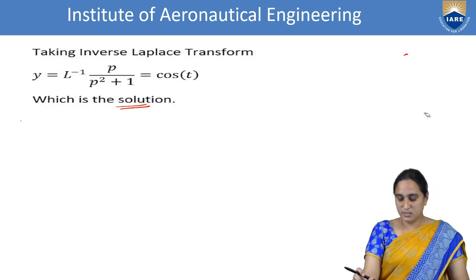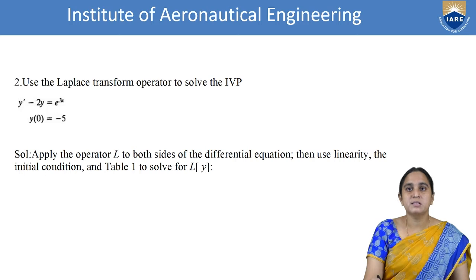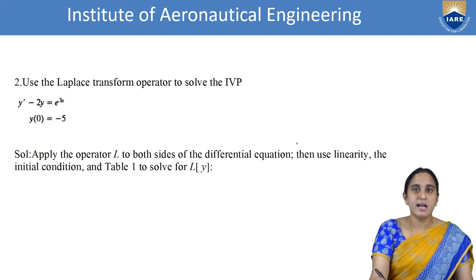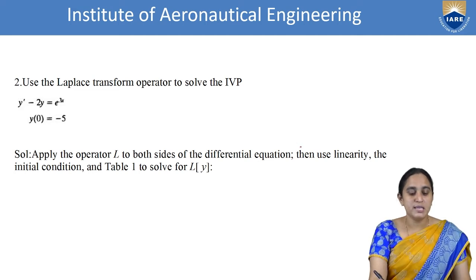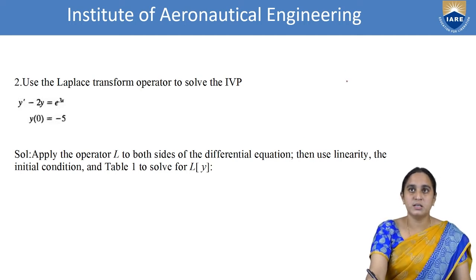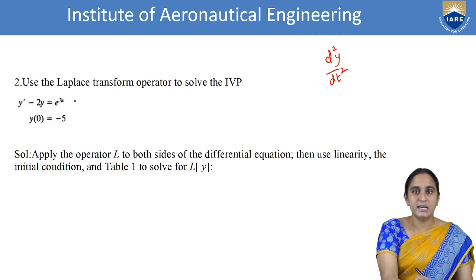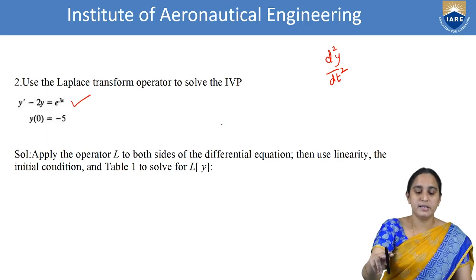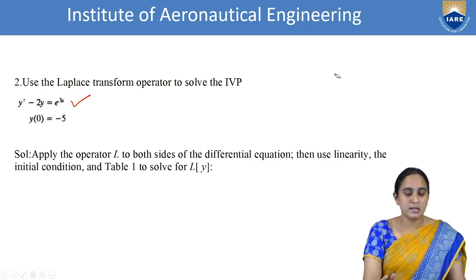Next question. Use the Laplace transform operator to solve the initial value problem y' - 2y = e^(3x), y(0) = -5. In the previous question, it was directly given in the d²y/dt² form, but here the question is directly given in the y' - 2y = e^(3x) form. What are the initial conditions here?